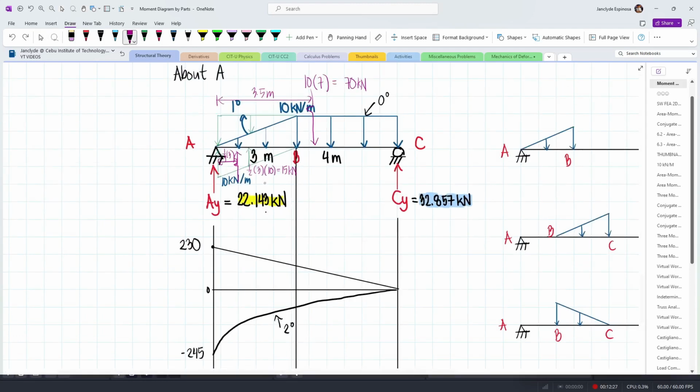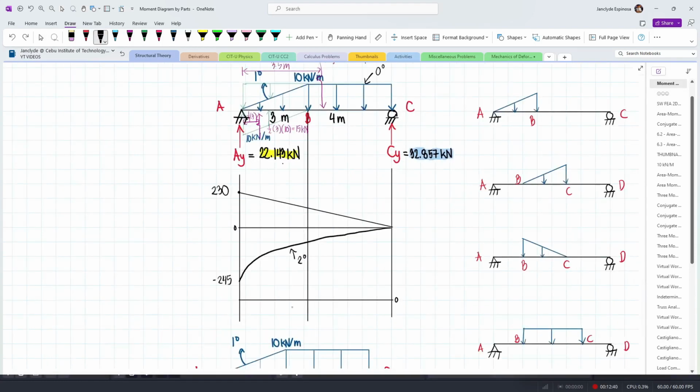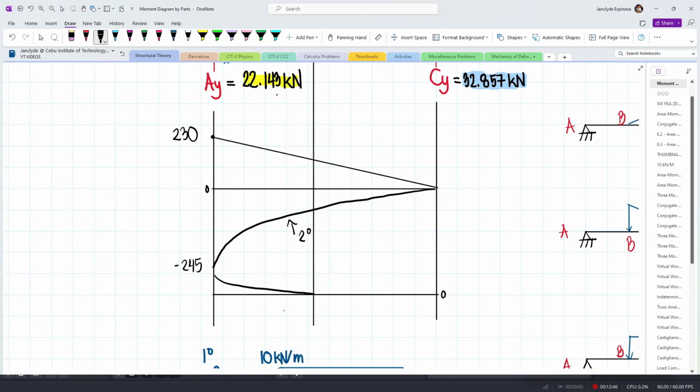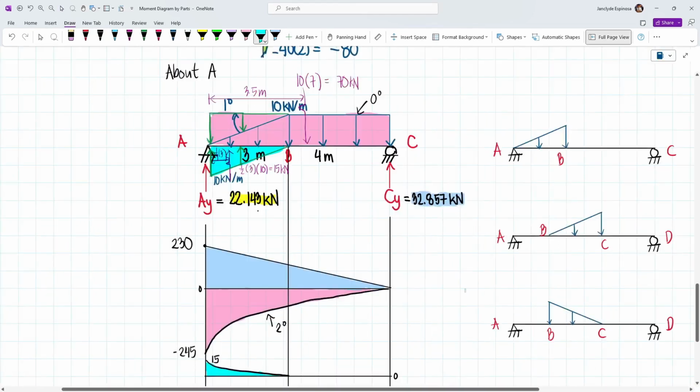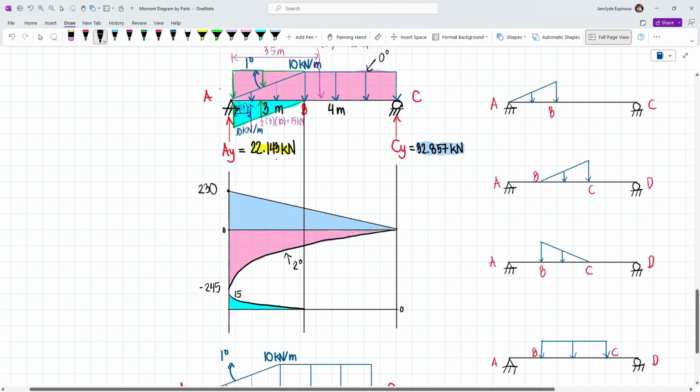Now, since this is upward, and then if you're holding this point, and then you will apply this load, it will cause the beam to rotate upward, then it will be a positive area. So here we have this spandrel, and then this height is equivalent to 15. And so again, just to reinforce the concept, this is caused by the concentrated load of 32.857. And then this moment diagram by part is caused by this uniform load, which we made continuous. And then this additional one is caused by our counteracting load.